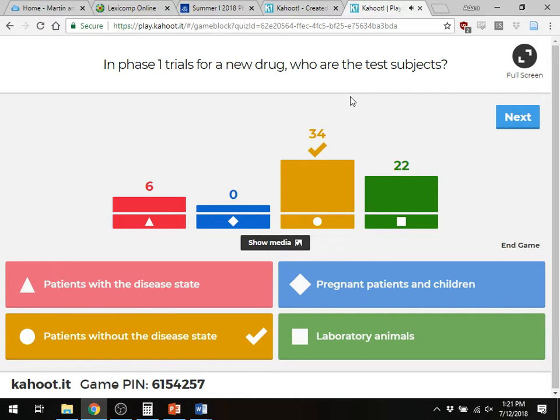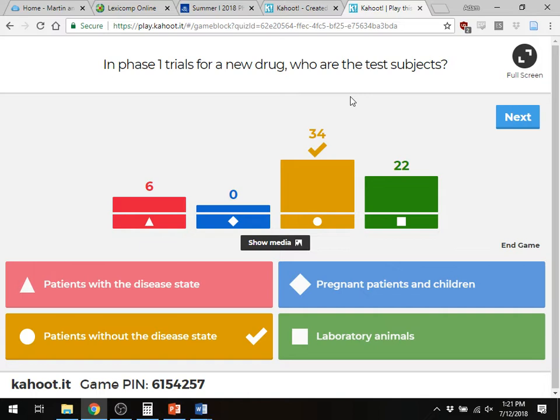So when do we do pregnant patients and children? Usually you don't. No, you really can't do that, right? Because what's the issue with pregnant patients and children? They're a highly at-risk patient population, right? So I can't just give drugs willy-nilly to pregnant women because if their kids pop out with, like, two heads, that's kind of on me, right? So I don't want to do that.